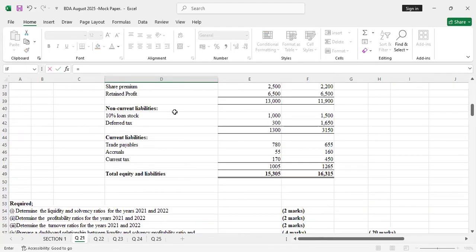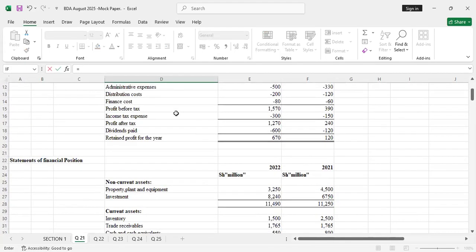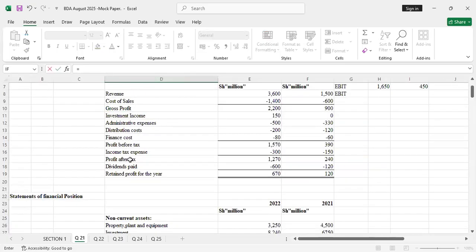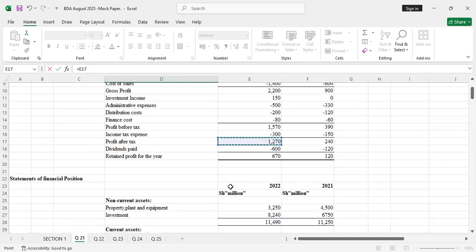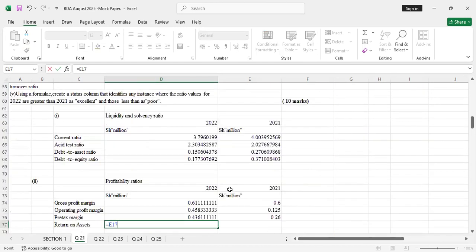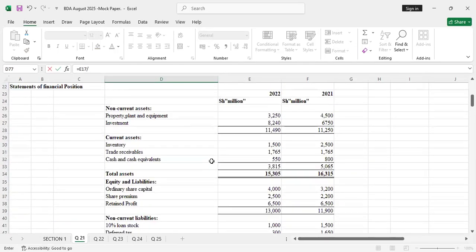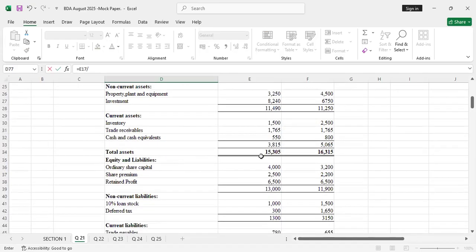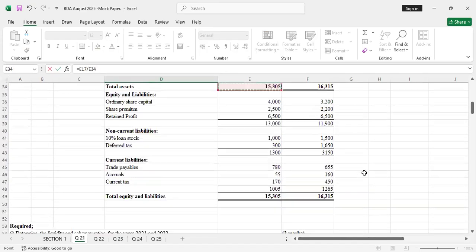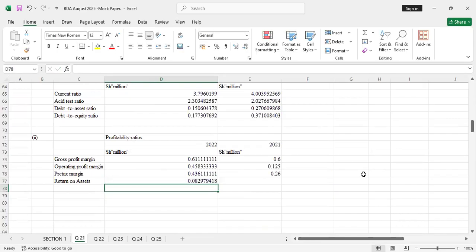So we check the profit after tax, which is the net profit. We have profit before tax, income tax expense, then profit after tax. So that's what we'll pick. Don't pick the retained profit for the year. You pick the profit after tax. That's the net income. You divide by total assets, as the name suggests, return on assets. So you come to assets here, you look at the total value of the assets, which is that value there. Then you enter, and once you enter that, you just drag. That should not worry you. The other one just copies itself.